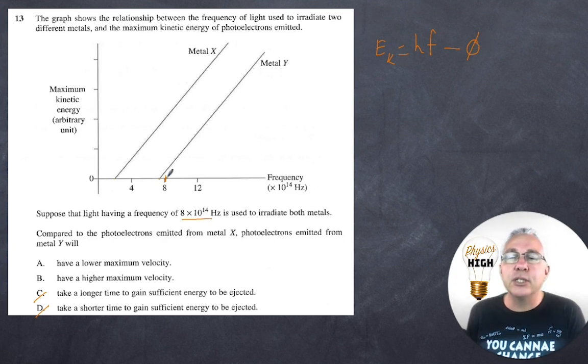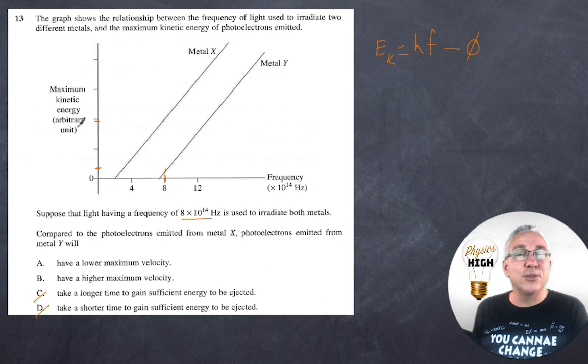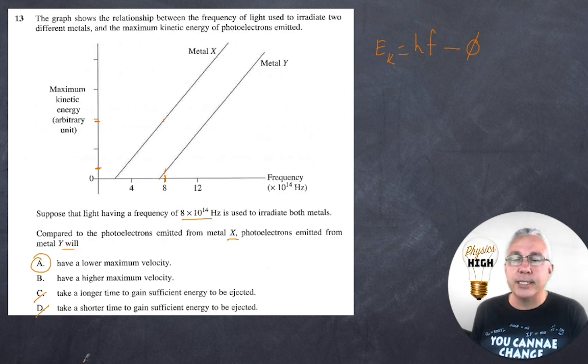Now, if we interpolate up, we got 8 here, we can see the energy for Y is at that level, and if we do the same thing for X, the energy for X is at that level. So you can see in metal X, the electrons have a greater amount of energy, but that also means a greater velocity. So compared to the photoelectrons emitted from metal X, the ones from Y will have a lower energy, therefore a lower maximum velocity. So A is our answer.